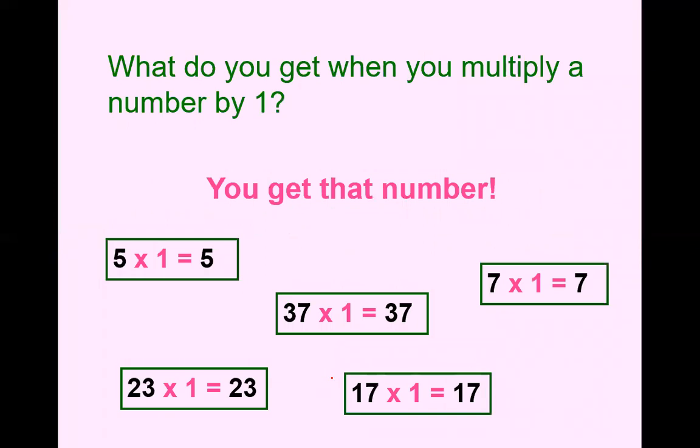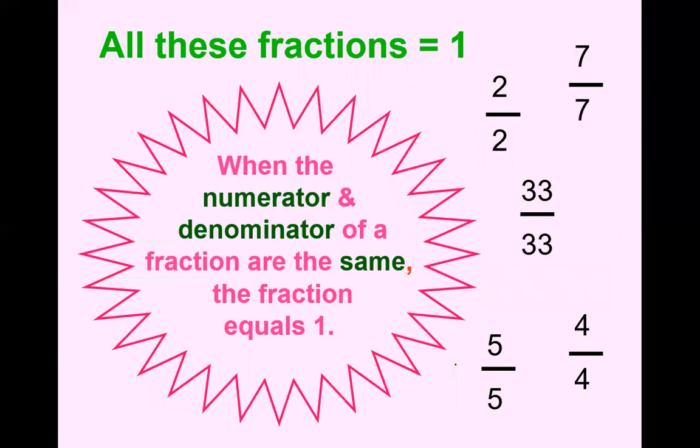So what do you get when you multiply a number by 1? You get that number. When you multiply any number by 1, you get the same number itself. If you multiply 37 by 1, you get 37 only. 7 into 1, you get 7 only. 23 into 1, you get 23 only. 17 into 1 is equal to 17. So every number stays the same when multiplied by 1.